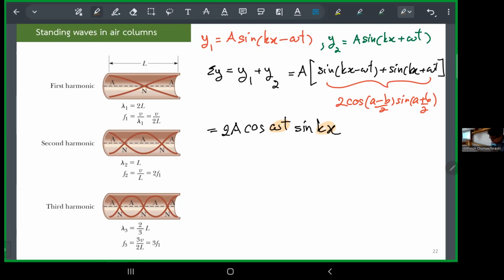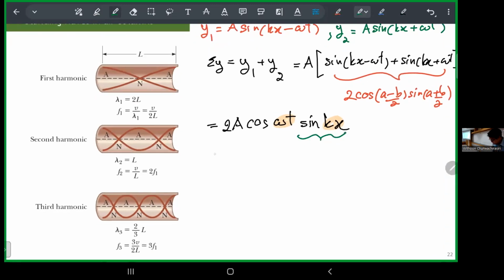And this is where the interesting things start to creep in, guys. Look at this. What do you see? T is time, x is position. See that? Let's see what happens when x equals 0.